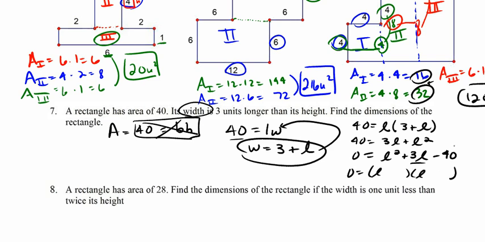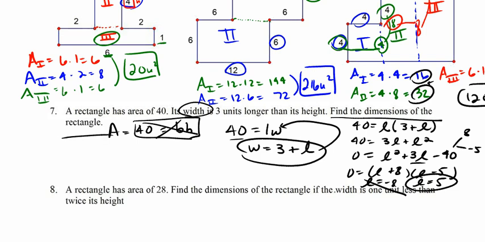So let's see, can we come up with 2 factors of negative 40 that add up to 3? Well, that would be a positive 8 and a negative 5. So plus 8 minus 5. L equals negative 8 and L equals 5. Now, one of those makes sense as a length, one of them doesn't. I'm going to toss out the negative 8 and keep the 5. Length equals 5. So that's part of the answer, to find the dimensions.